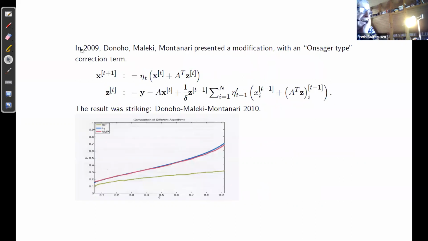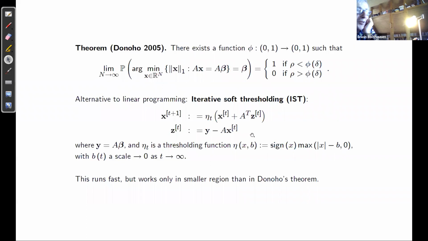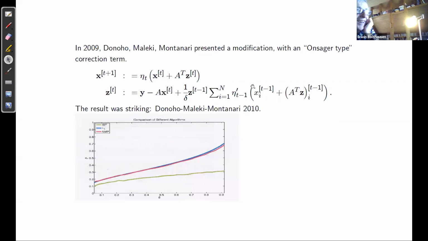Now, around 2009, in an original thesis by Maleki, Donoho, Maleki, and Montanari presented a modification where you have an Onsager type correction in this iteration. You're adding something here, and in the adding you have to go one time step down. It's extremely important, because otherwise it runs badly.